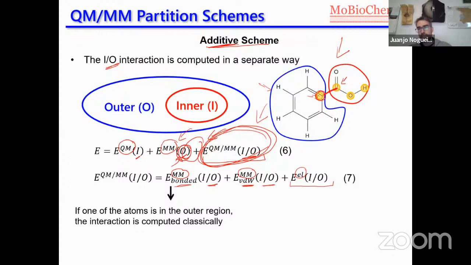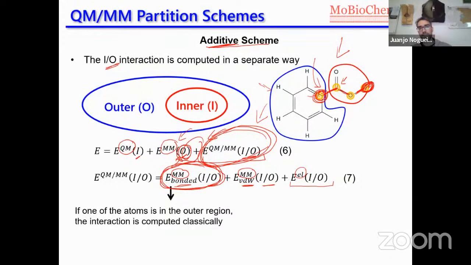Okay, so this is usually the rule. Or for example, the torsion interaction, the dihedral interaction between this atom and this atom is also computed classically, because one of the atoms belongs to the classical region. Okay, so this is usually the rule. Okay, so here in the bonded classical interaction, we include all the bonds, all the angles, where at least one of the atoms belongs to the outer region, to the classical region.